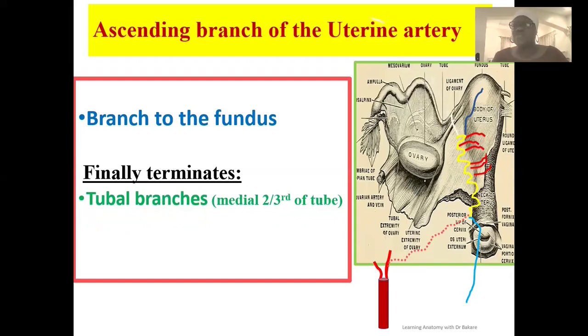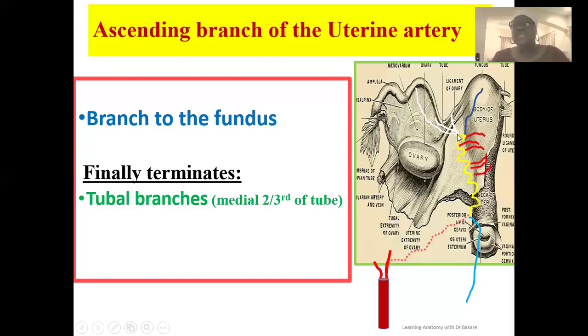So this is where we have the tubal branches highlighted in white. These tubal branches are seen to supply the uterine tubes, and they are specifically seen to supply the medial two-thirds of the uterine tube. What then supplies the lateral one-third of the uterine tube? The lateral one-third of the uterine tube is supplied by branches from the ovarian artery. So this is how the uterine tube enjoys blood supply from both the uterine artery and also the ovarian artery.